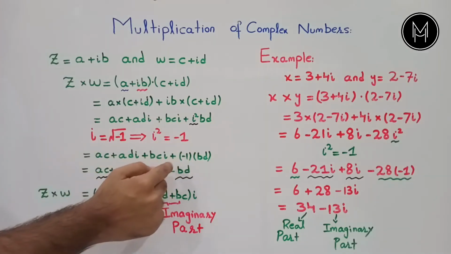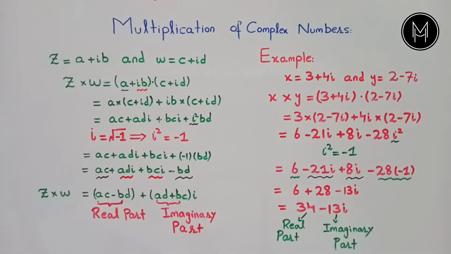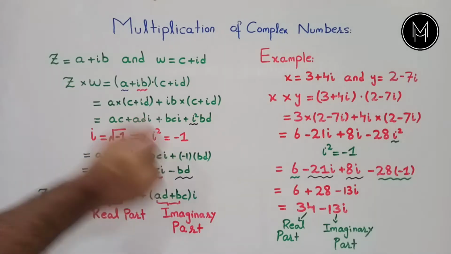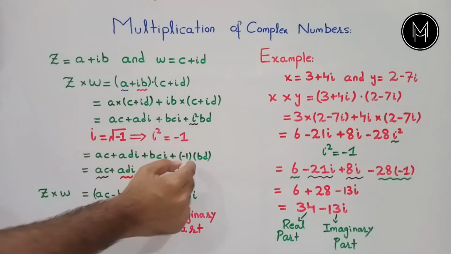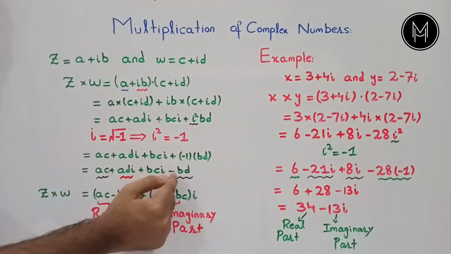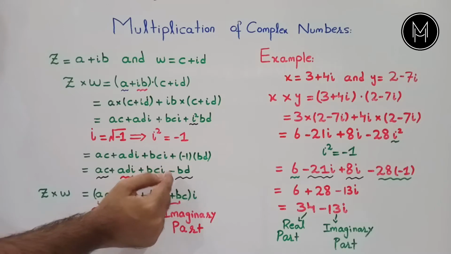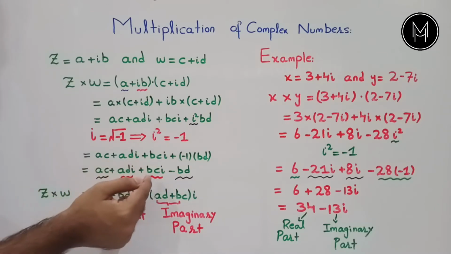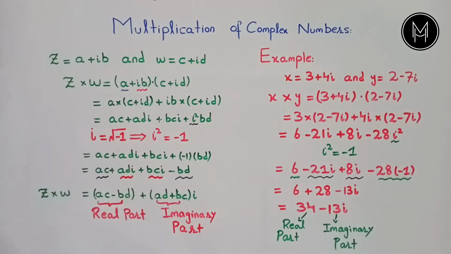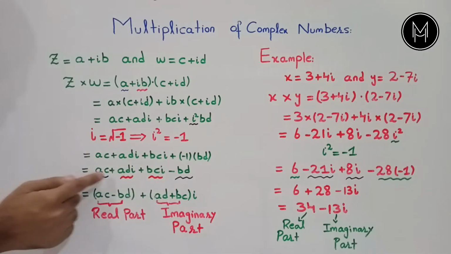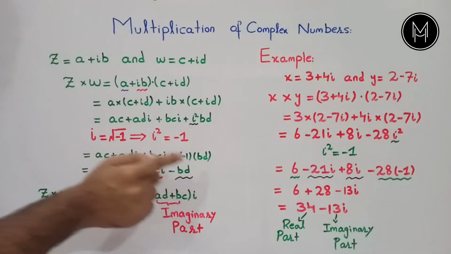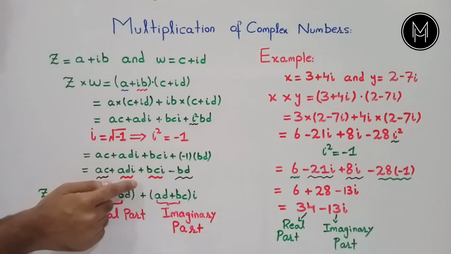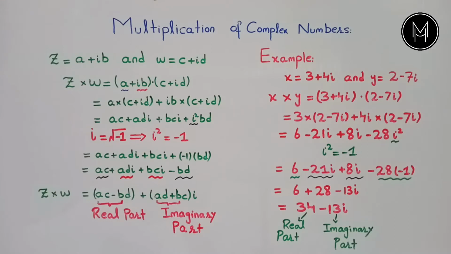Now we know the product of a positive and negative number always equals a negative number. So positive bd would become a negative bd in the next step. So we will have the equation ac plus adi plus bci minus bd. Now look at this equation. We have two real parts, ac and minus bd, and two imaginary parts, adi plus bci.